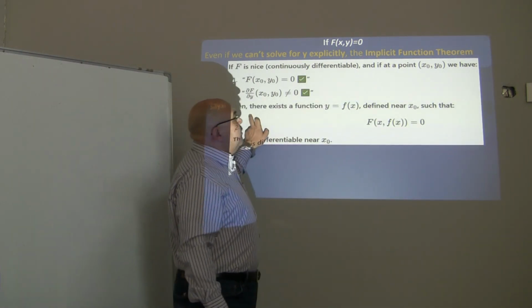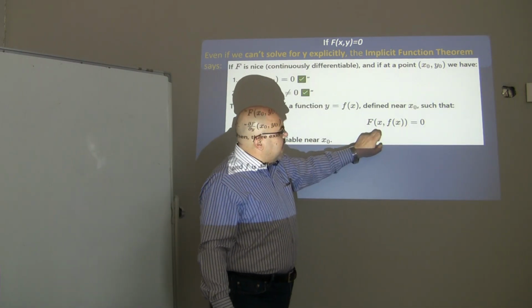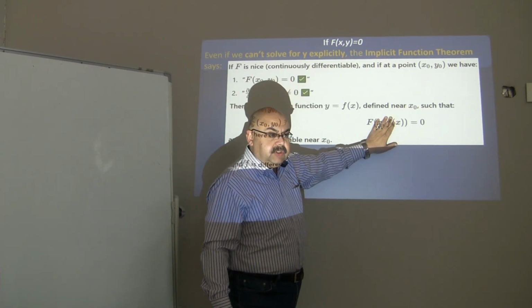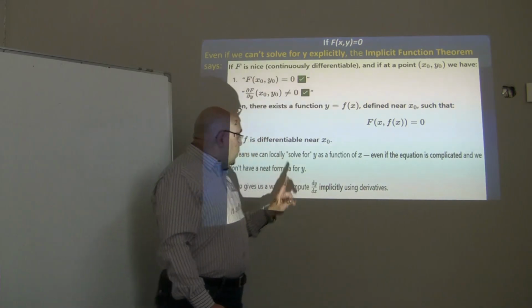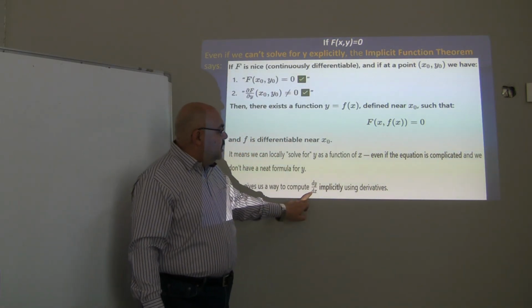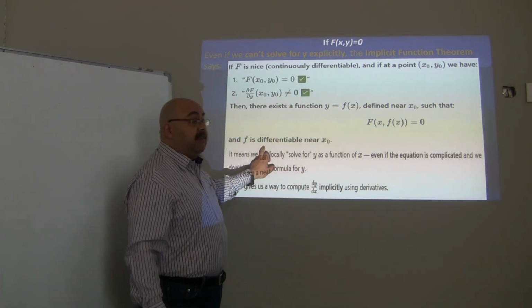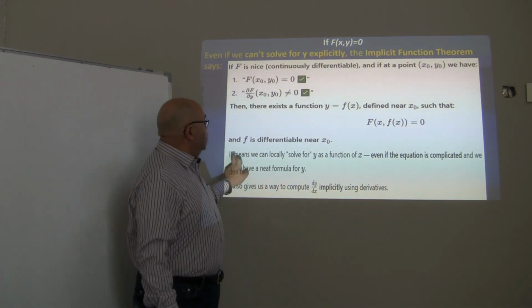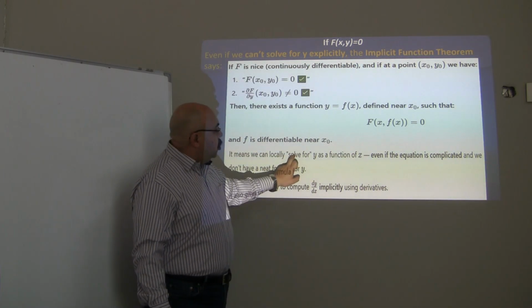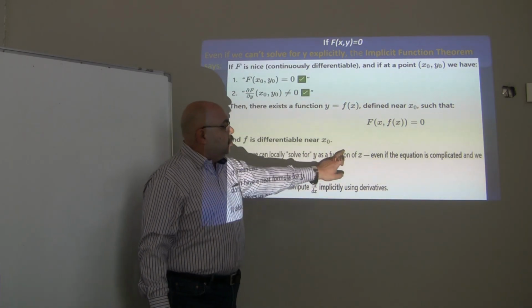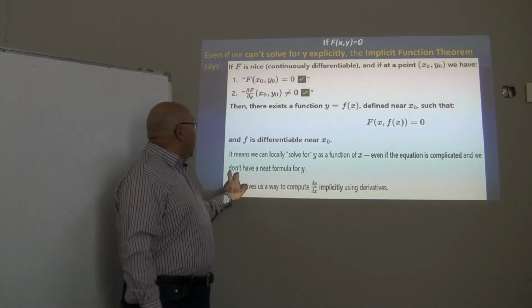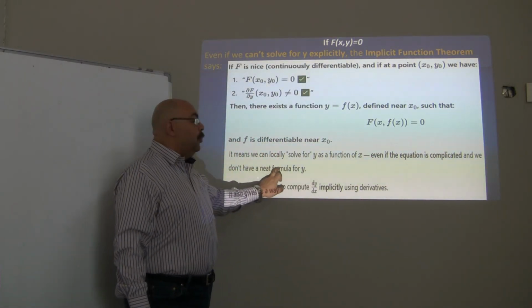Now, I can form f of x and y, which is going to be a function of x. I can form this, and also, simply, I can get dy by dx. The definition is given and I sent you these slides. It's very important to go through them. It means we can locally solve for y as a function of x, even if the equation is complicated and we don't have an explicit formula for y.